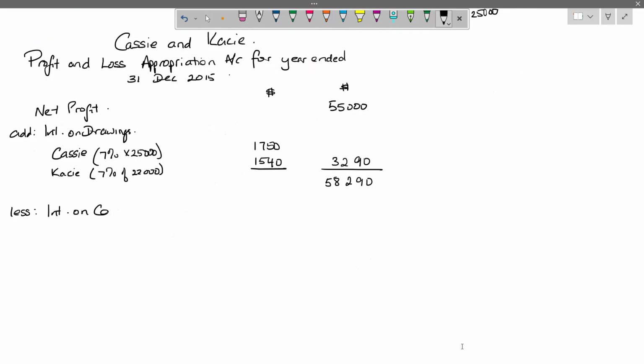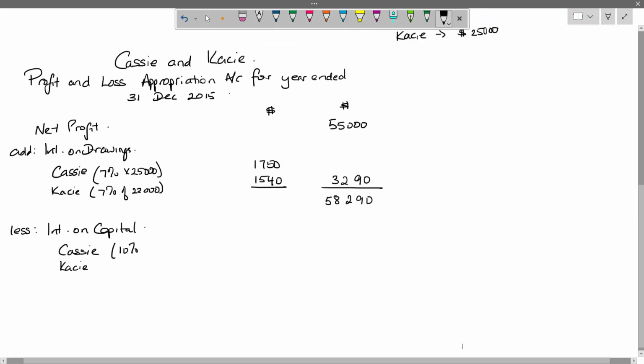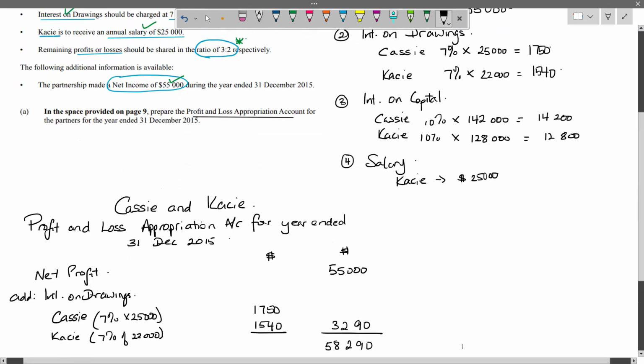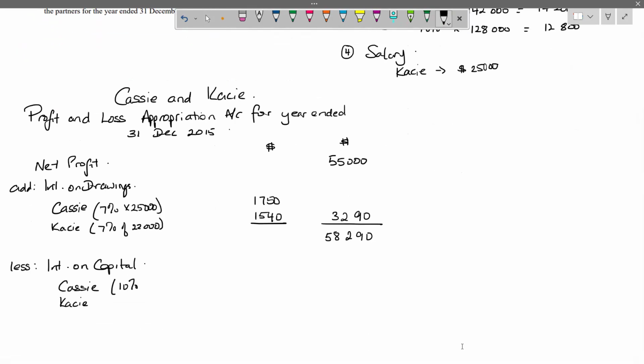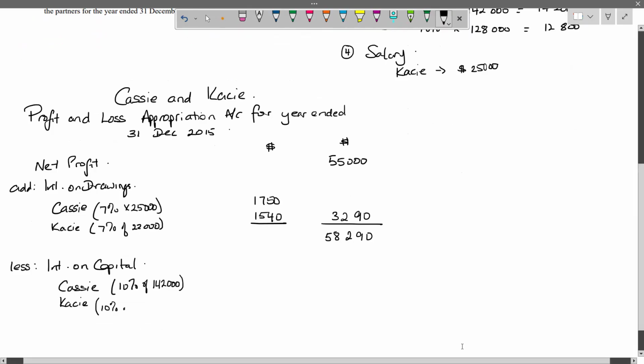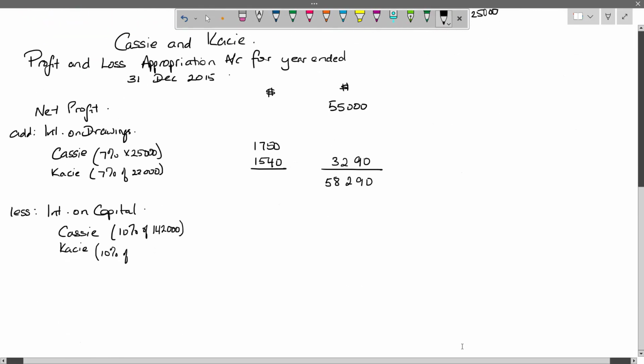on capital. So you're paying this out to the partners, all right? So it's going to decrease. It's being paid out of your net profit. So when you're doing the appropriation account, you're thinking about things that are going to increase the net profit or decrease the net profit. Interest on drawings increases the net profit, right? Because the partners are paying this to the partnership. The interest on capital, on the other hand, is being paid out to the partners from the net profit. So that's decreasing it. So 10% of 142,000 and 10% of 128.